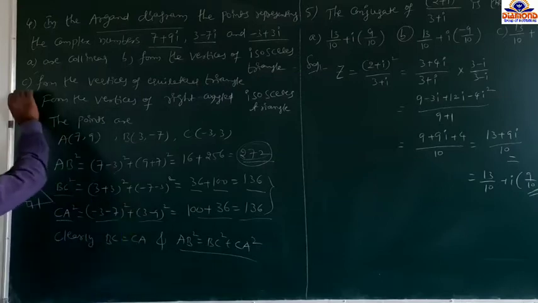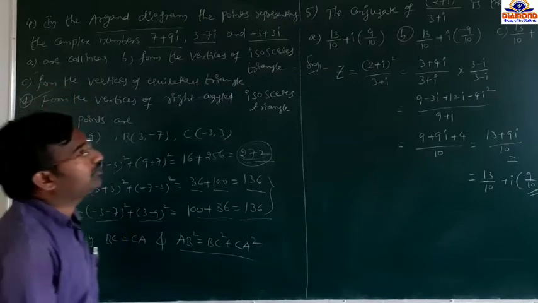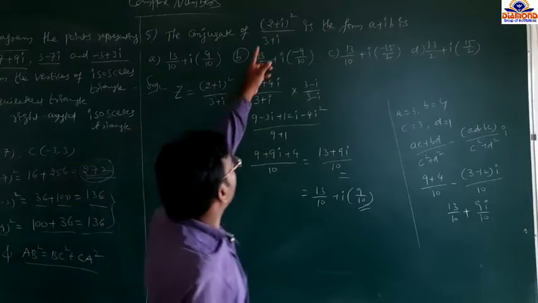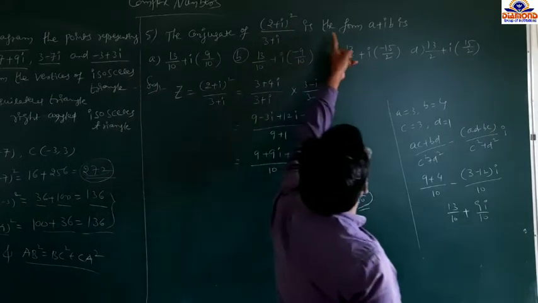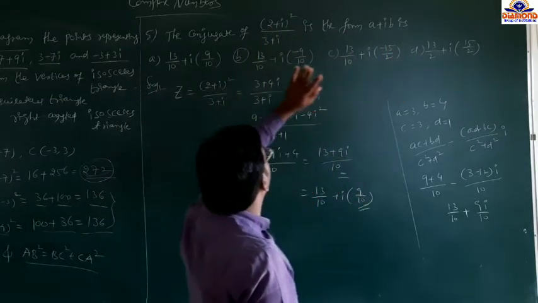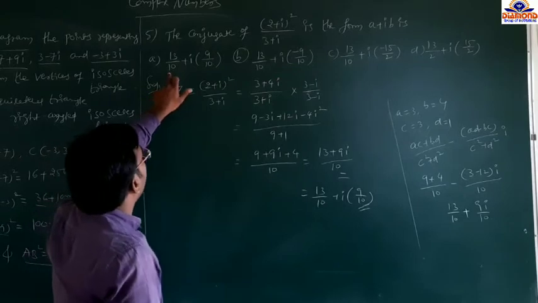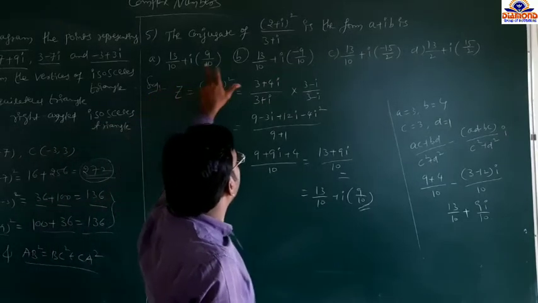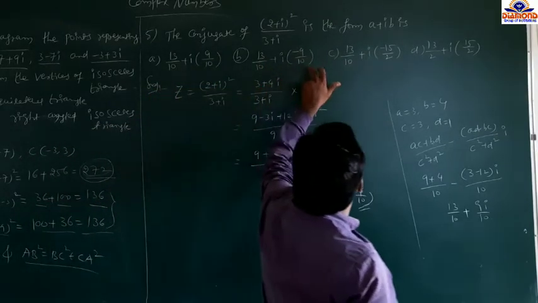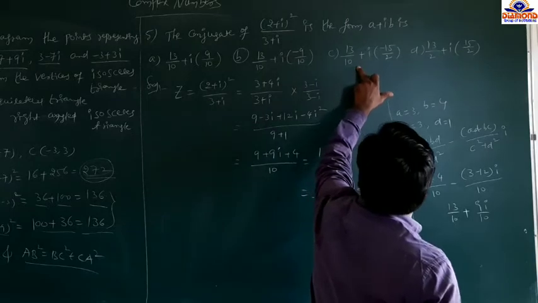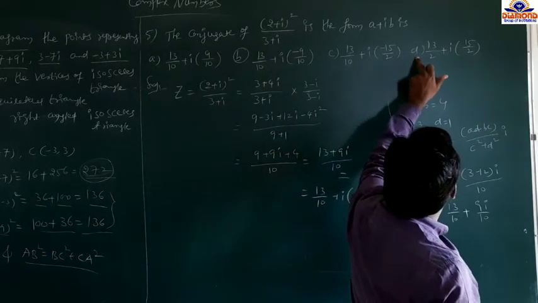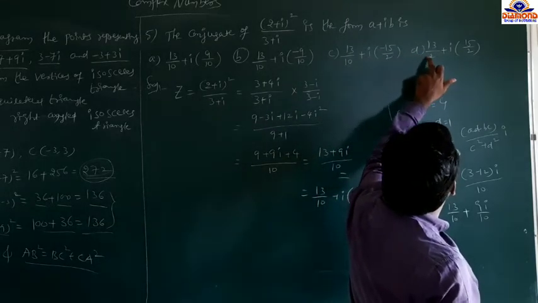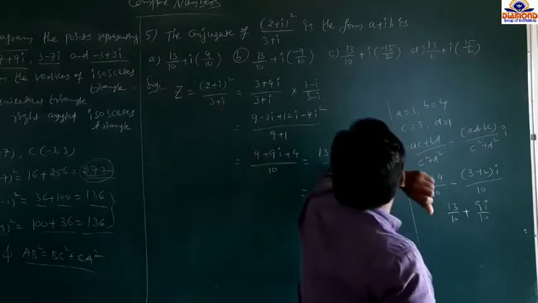So option is D. Next, the conjugate of 2 plus i whole square by 3 plus i is of the form a plus ib. Option A: 13 by 10 plus i into 9 by 10. Option B: 13 by 10 plus i into minus 10 by 10. Option C: 13 by 10 plus i into minus 15 by 2. Option D: 13 by 2 plus i of 15 by 2.